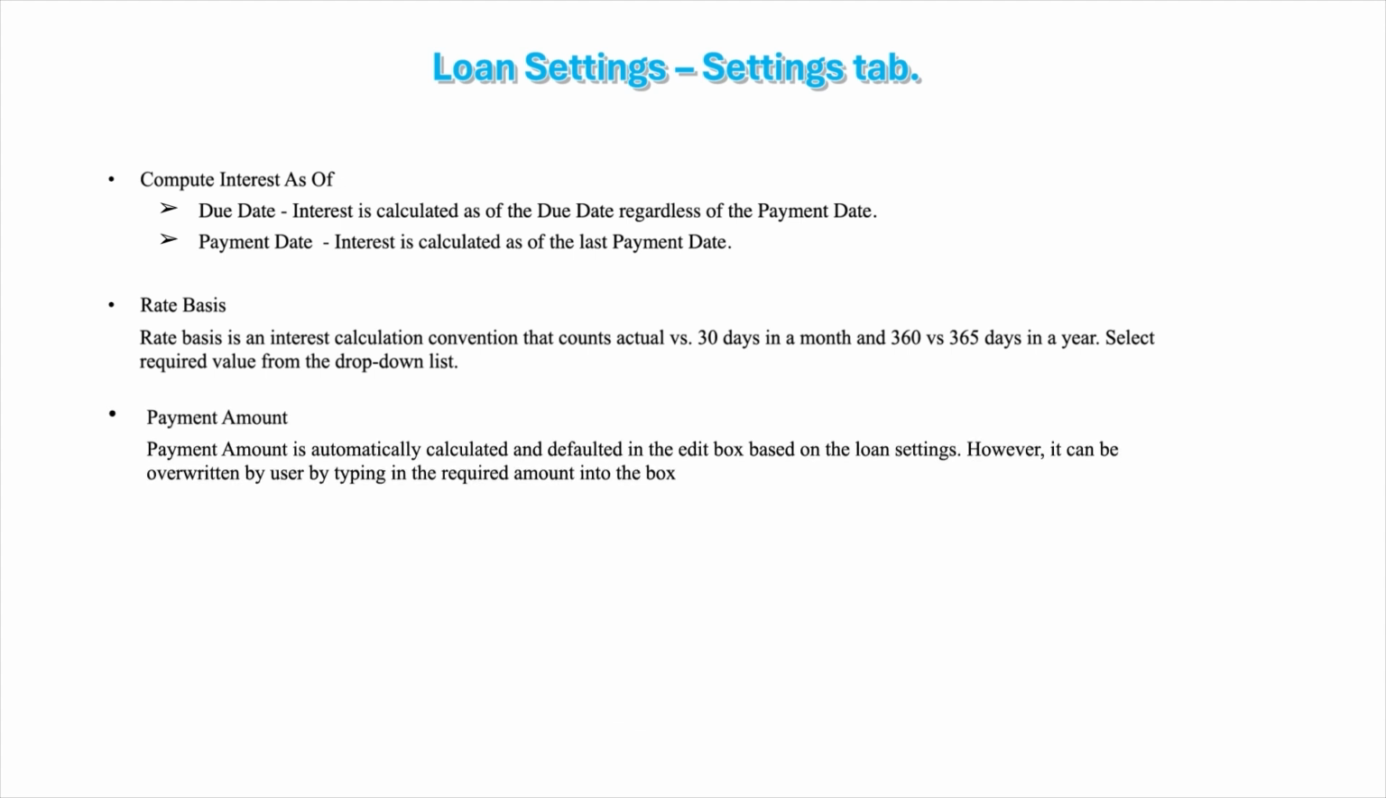Payment amount. Payment amount is automatically calculated and defaulted in the edit box based on the loan settings. However, it can be overwritten by the user by typing the required amount into the box.